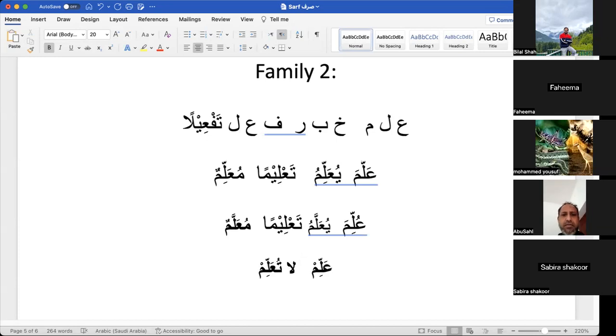So what will be zarf then? Zarf is basically the same. Mu'allam. Mu'allamun. Zarf and maf'ul are not different. It is actually based on the context.